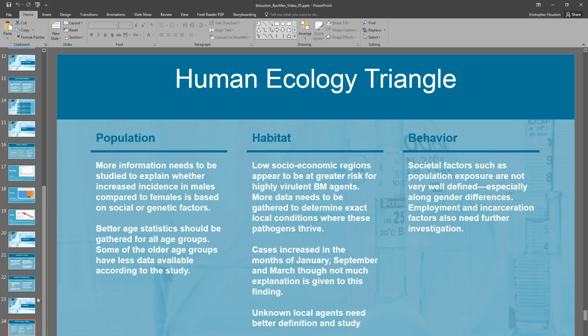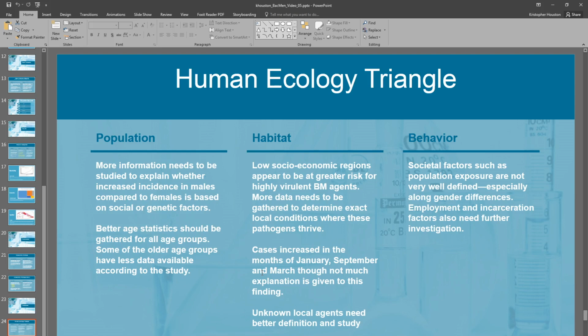Unknown local agents, probably the biggest thing that needs to be studied, and to determine what the overall pathogens are that are the largest cause for bacterial meningitis here in Cuba. And finally, behavioral. These societal factors, such as the population exposure and how the population interact, both male, female, old, and young. This needs to be further defined.